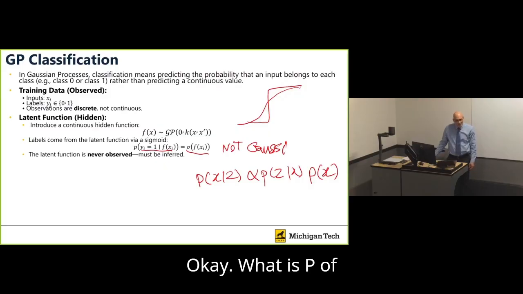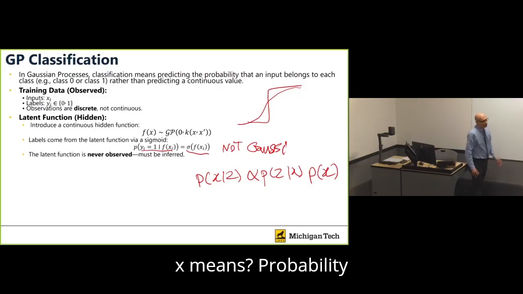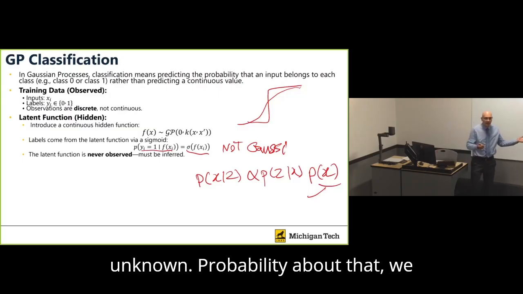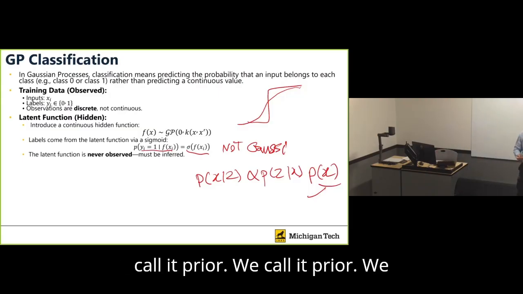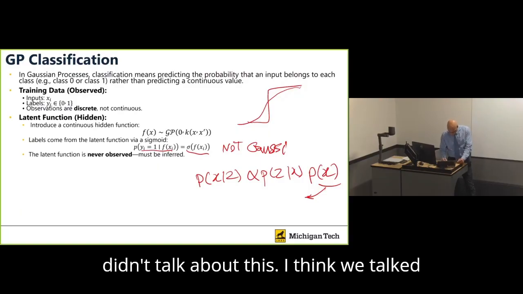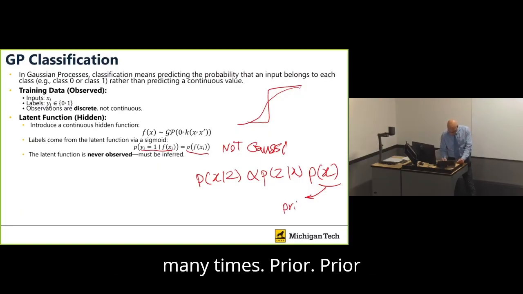Okay. P of x, what does P of x mean? Probability about that unknown. We call it prior. We didn't talk about this? I think we talked many times. Prior info.